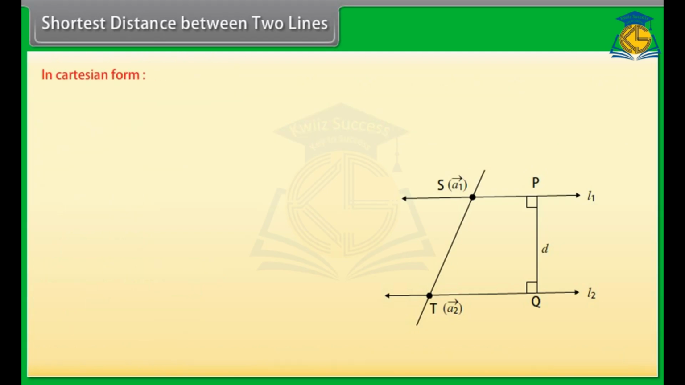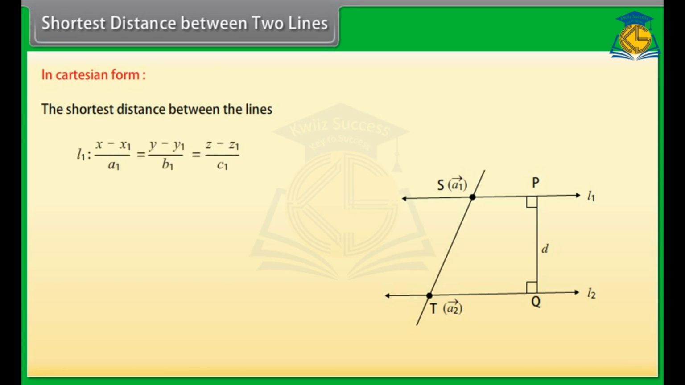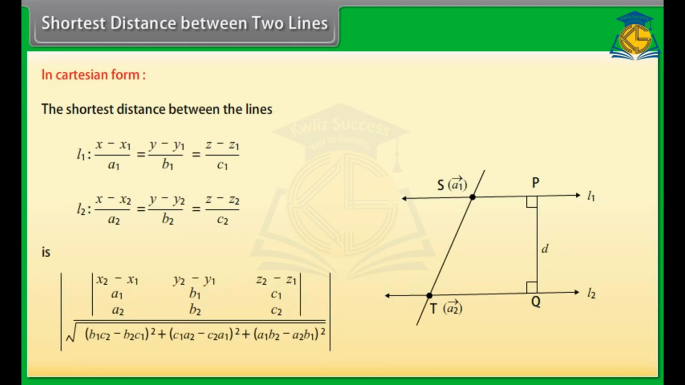In Cartesian form, the shortest distance between the lines L1: (x minus x1) by a1 equals (y minus y1) by b1 equals (z minus z1) by c1, and L2: (x minus x2) by a2 equals (y minus y2) by b2 equals (z minus z2) by c2, is modulus of determinant, row-wise, first row x2 minus x1, y2 minus y1, z2 minus z1, second row a1, b1, c1, third row a2, b2, c2, divided by square root of (b1 c2 minus b2 c1) square plus (c1 a2 minus c2 a1) square plus (a1 b2 minus a2 b1) square. Shortest distance between two lines.